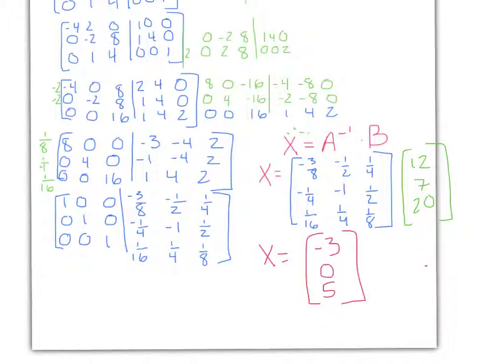Alright, so basically today, you're doing the same thing that you were doing yesterday, finding the inverse of the coefficient matrix, and then you're just taking it one step further and multiplying that inverse by B, your answer matrix. Good luck. If you have any questions, we'll talk about it tomorrow.